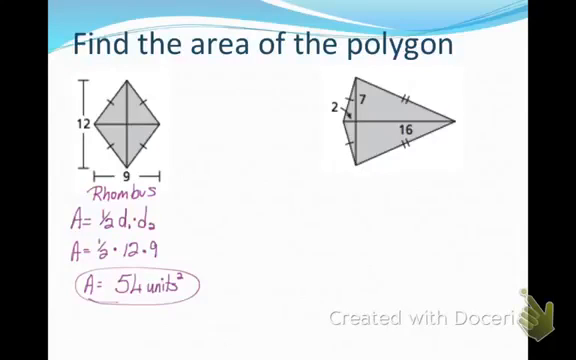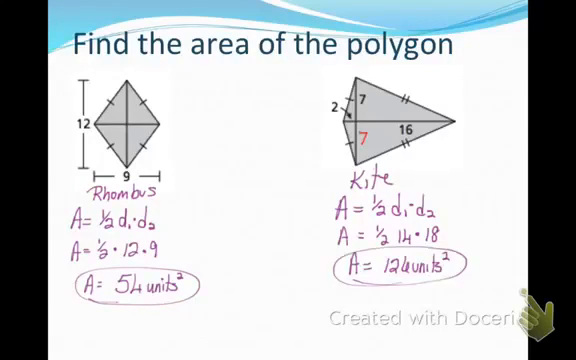Now let's look at our second figure. This is a kite. And we know from a kite that one of the diagonals bisects the other one, so it's 7 and 7. So one diagonal is 18 and one diagonal is 14. So I'm going to use my formula, 1/2 diagonal 1 times diagonal 2. So I have 1/2 times 14 times 18, and again, plugging in my calculator, I get that this kite has an area of 126 units squared.